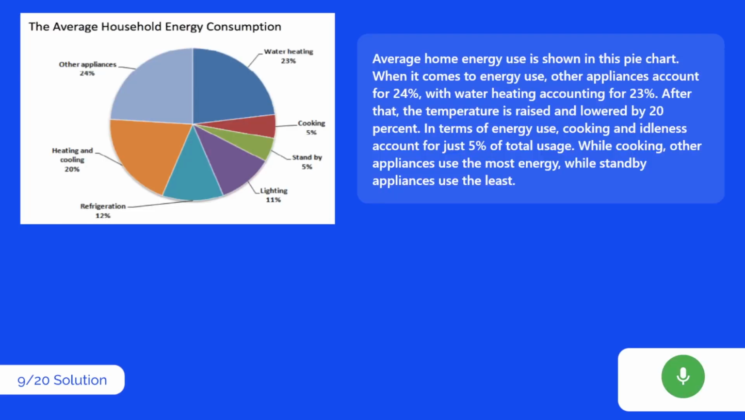Average home energy use is shown in this pie chart. When it comes to energy use, other appliances account for 24%, with water heating accounting for 23%. After that, the temperature is raised and lowered by 20%. In terms of energy use, cooking and idleness account for just 5% of total usage. While cooking, other appliances use the most energy, while standby appliances use the least.